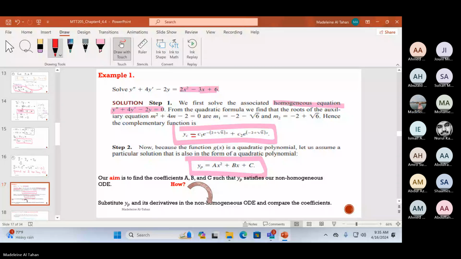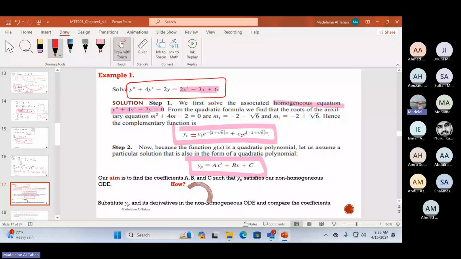Okay, miss? And then how do we find A, B, and C? Where should we substitute? In the original equation. Perfect. So we need to find y prime, y double prime. And here, how many equations are we expecting to have?